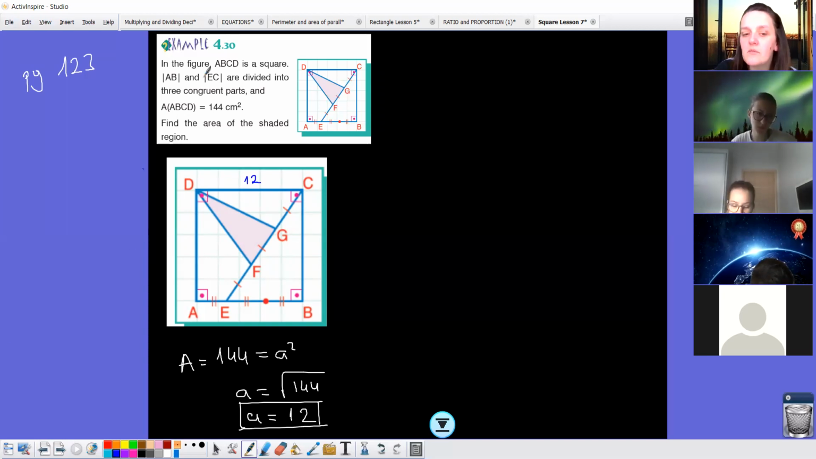But we can find the equal parts from side AB. For example, AE is equal to 12 divided by 3, which is 4. So this part will be 4, and all these parts will be 4.